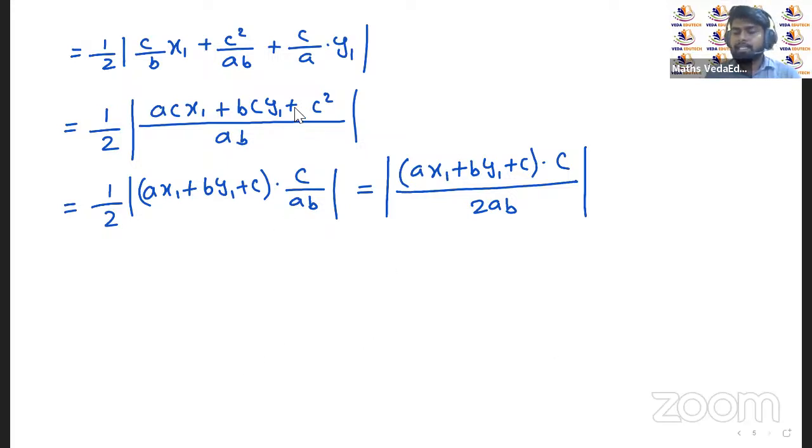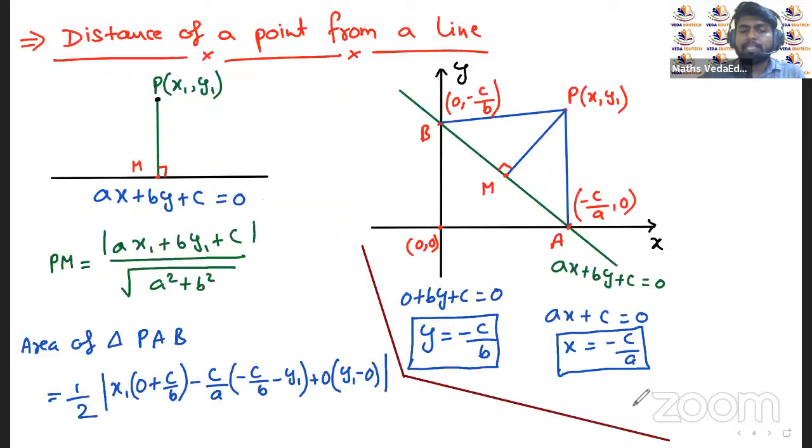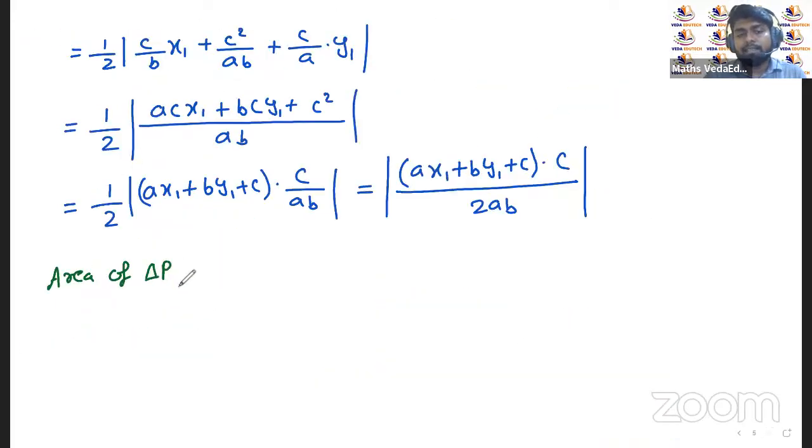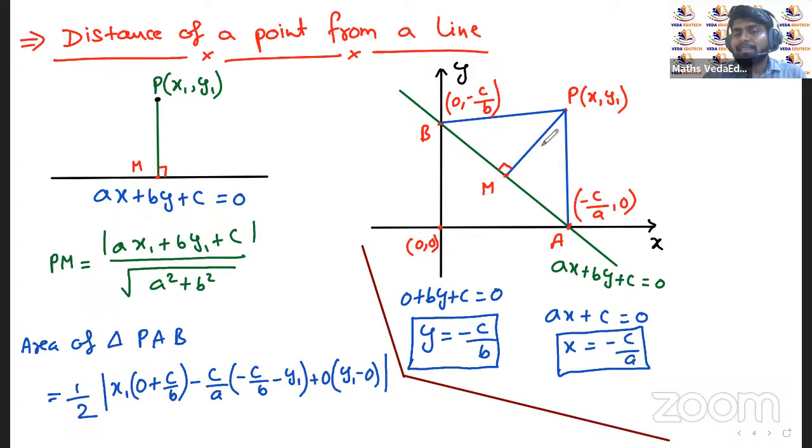So the area of triangle PAB, one more time, the area of triangle PAB, that will be nothing but half into the base into height. So half into AB into PM. Now we can assume this PM distance as some D. Let us assume this distance is D.